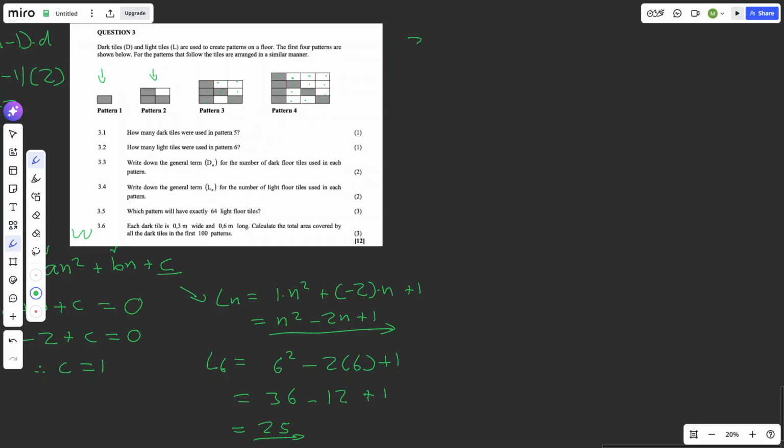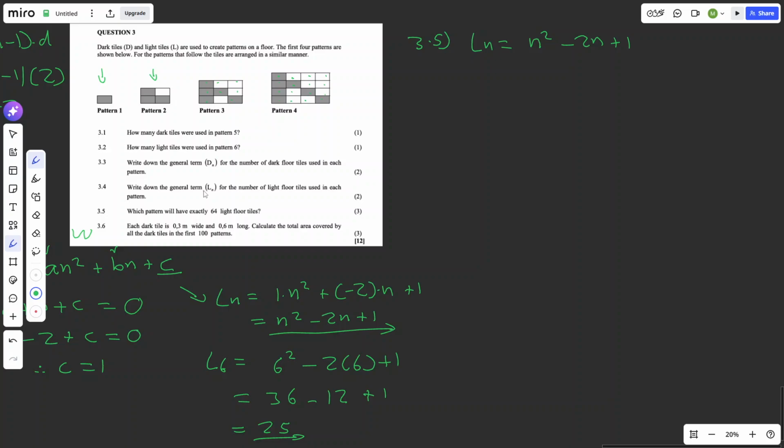So in question 3.5, we now want to find which pattern will have exactly 64 light tiles. So our formula, right, is defined as L_n is equal to n squared minus 2n plus 1. This is the formula, right? So now we want to find which pattern. Is it the 10th pattern, the 15th pattern, the 20th pattern?